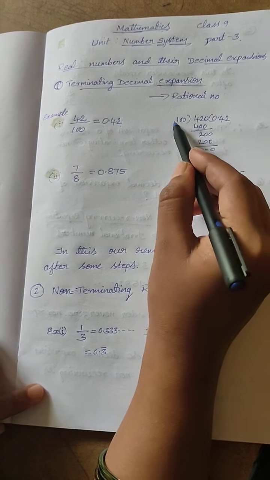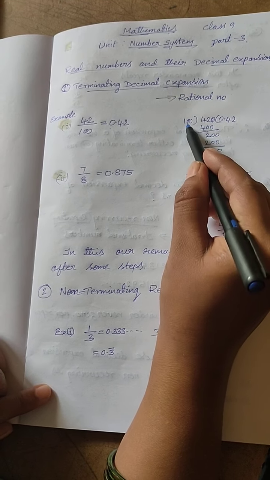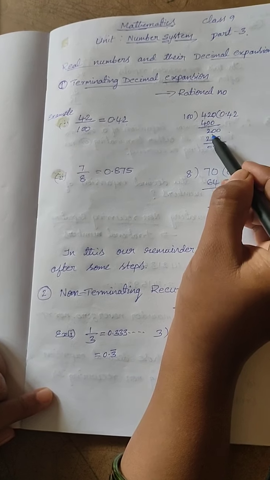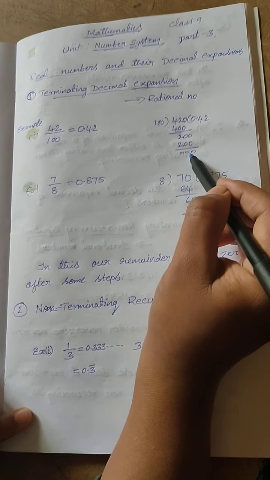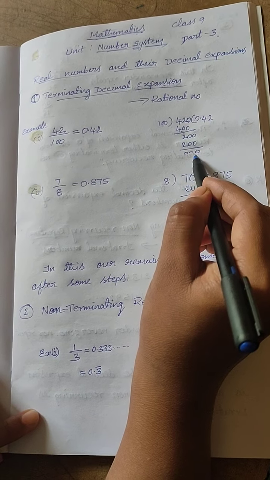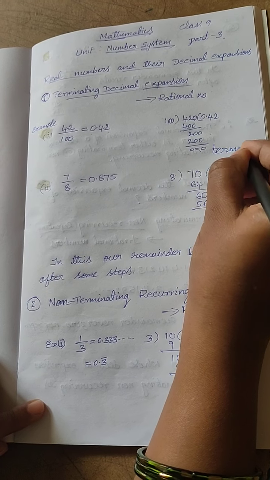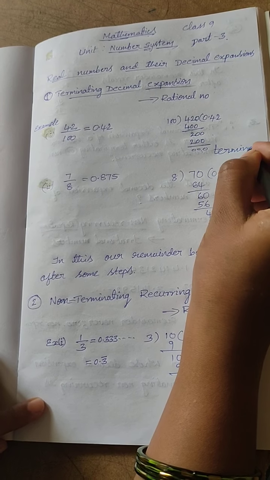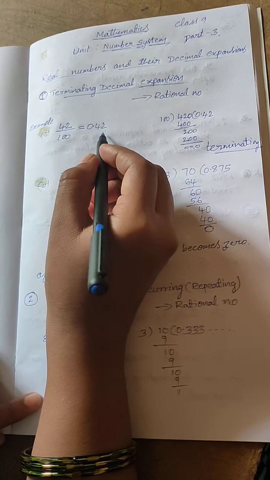Once again, 20 is less than 100. You take one more 0 here, and that becomes 200. Now divide 200 by 100. So 100 twos are 200. The remainder becomes 0. Observe this: here the remainder is 0. It is terminating. The remainder is 0, so it is a terminating decimal expansion.